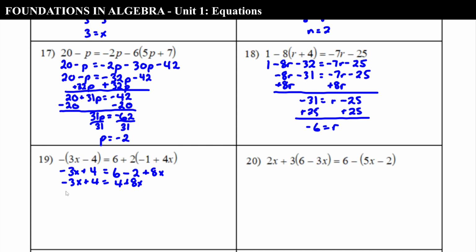And now I'm going to add 3x to each side. That gives us 4 equals 4 plus 11x. Subtract 4 from each side. And I believe you can kind of see where this is going. Get 0 equals 11x. Divide by 11, x is 0. And 0 can be a solution. You've seen that a few times. 0 can be a solution.